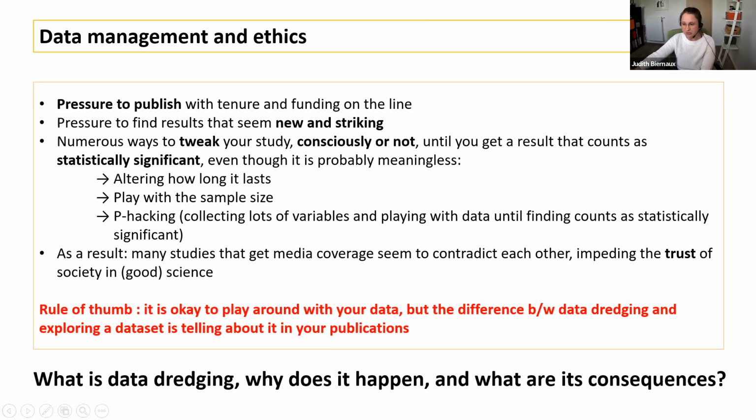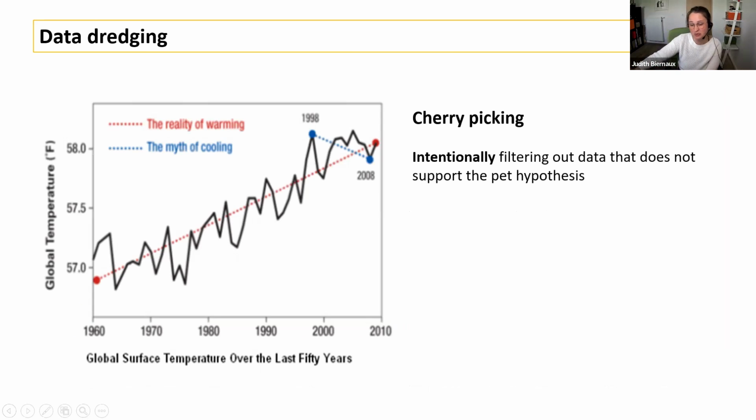So cherry picking would be data dredging as well, only selecting carefully the data that supports your pet hypothesis or that supports whatever you are trying to prove or disprove, all right? For example, if you are only picking the points that are convenient for you in a graph, for example.